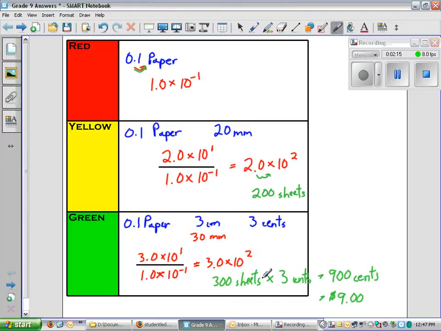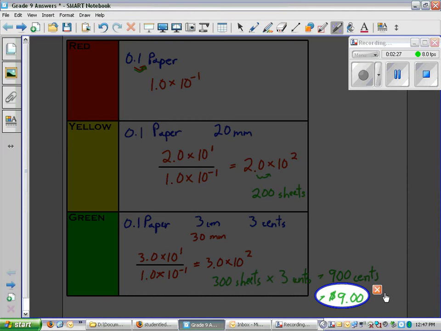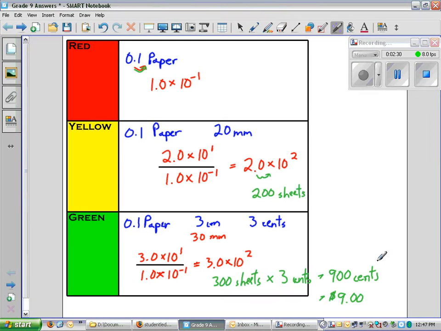The final step that takes this to more of an enrichment level for math is to actually apply it in the real world, in which case times it by 3 cents per page gives you 900 cents, in which case same as $9. So your final answer then for the level green question was $9.